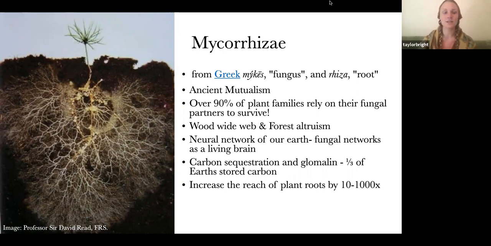So she coined the term wood wide web, and this means literally that the trees in a forest are connected, just like the World Wide Web, just like our internet. They're connected in all of these different pathways that are created by the fungus.